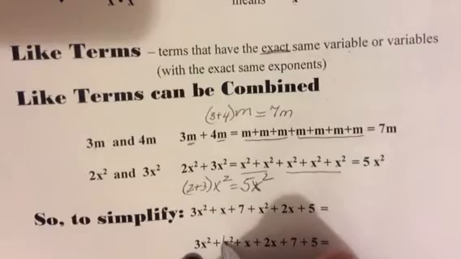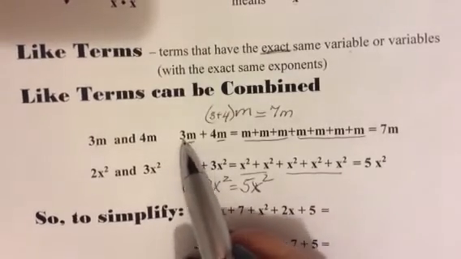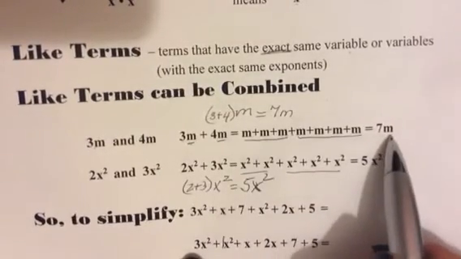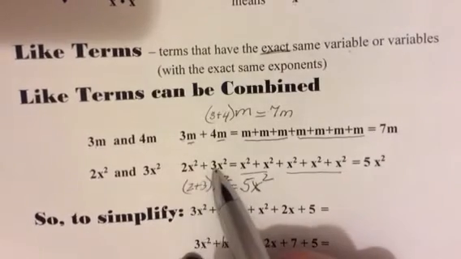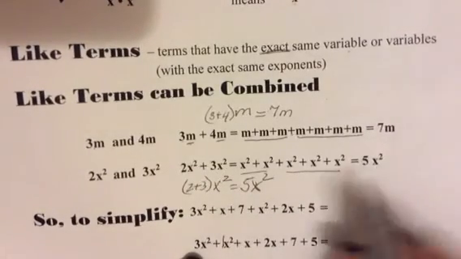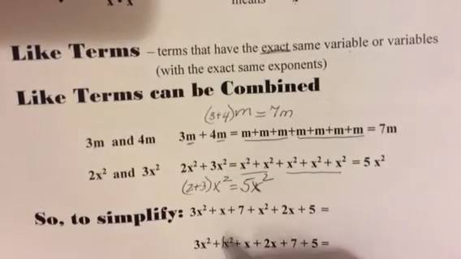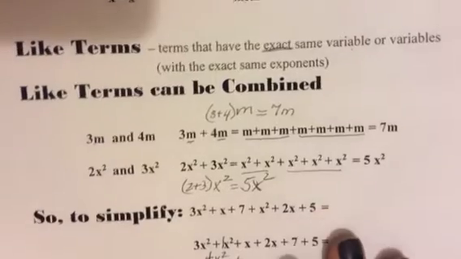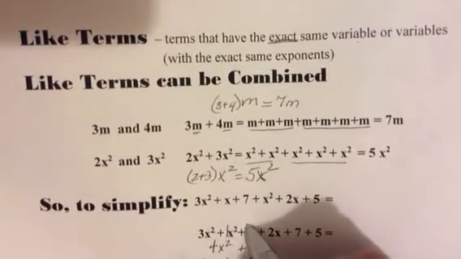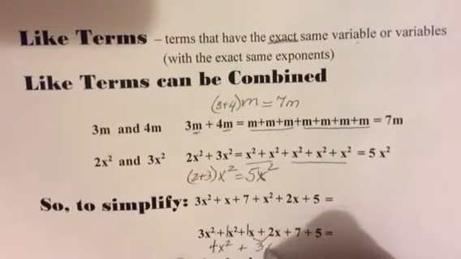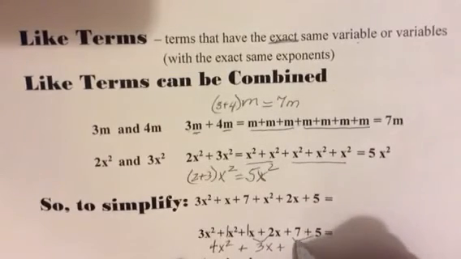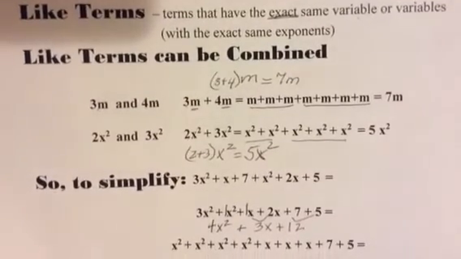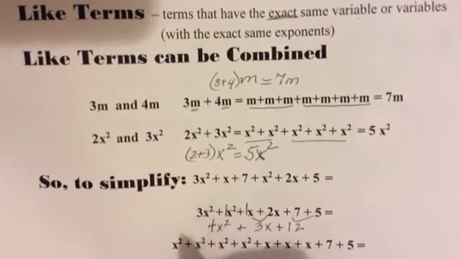So what you can do is just look at the coefficients, and up here my coefficients were 3 and 4, and I added those together and got 7 m's. Here my coefficients were 2 and 3. I added those together and got 5x squared. So I can add 3x squared plus 1x squared and get 4x squared, plus, then I've got an x, and that would be like a 1x, and its like term 2x. So I can combine those coefficients and get 3x's, plus, then I can combine my constants, 7 and 5, and get 12.